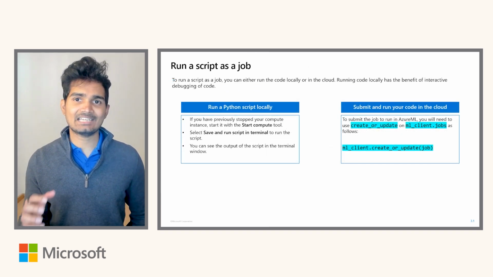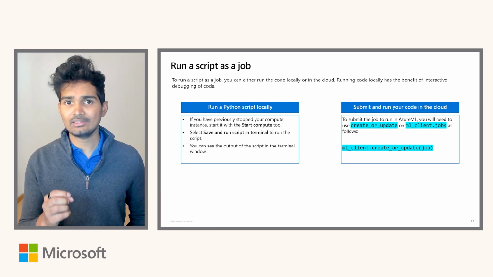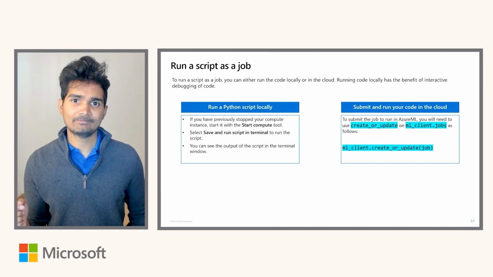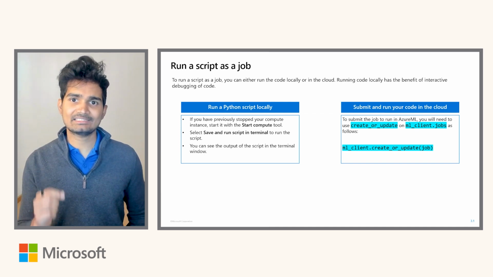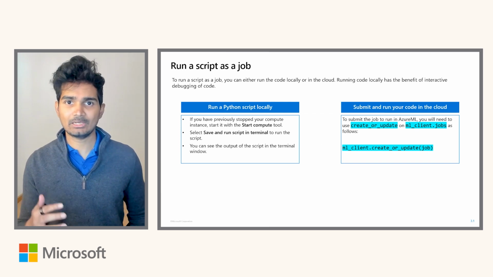Understand the key steps to run a Python script, submit your run in the cloud, and view the output. To run a Python script locally, write and save your Python script and run it in the terminal. The terminal will provide you with the output and allows you to run it locally for interactive debugging.